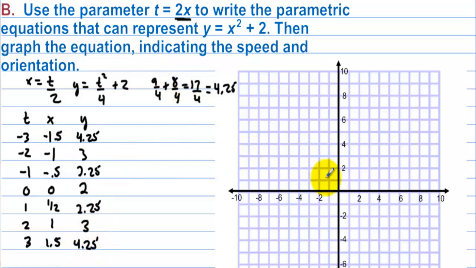Let's plot those points. We have negative 1.5 and 4.25. That's about right there. Negative 1 gives us 3. Negative 0.5 gives us 2.25. 0 gives us 2. And then we go back up the same exact way. So there is again a parabola. And the direction is left to right.